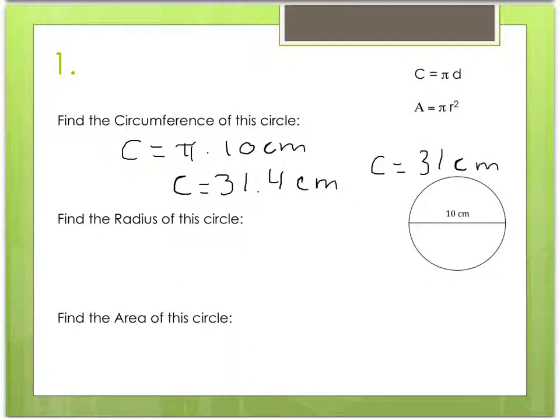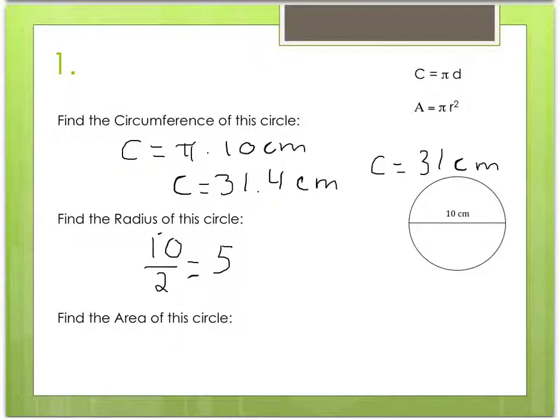In order to find the radius of this circle here, we know that our diameter divided by 2 will give us our radius, or that our radius times by 2 will give us our diameter. So for this question, we need to go 10 divided by 2, which will give us our radius equal to 5.